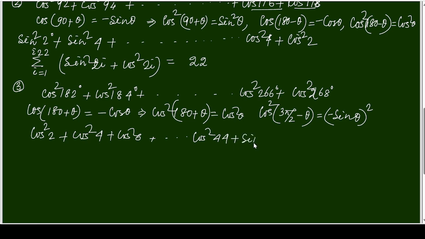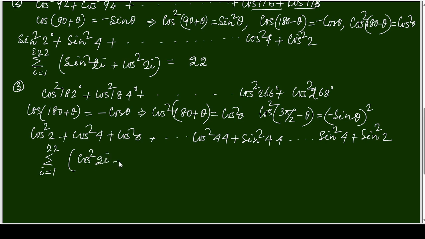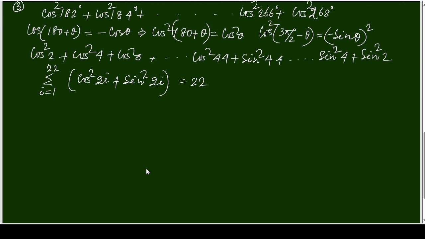Sin square 44, up to sin square 4 plus sin square 2. This is again a series of i equals 1 to 22, cos square 2i plus sin square 2i. This gives us 22. Now coming to the fourth series.